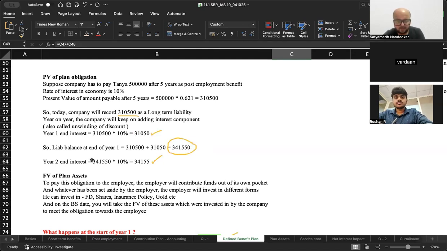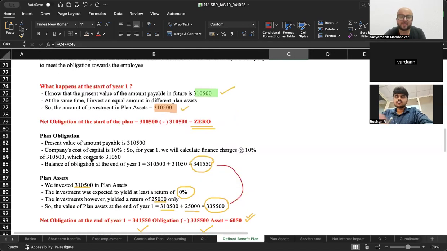Done. So done. Now, what happens at the start of the first year? At the start of the first year, you have an obligation of 3,10,500 and you have an asset of 3,10,500. So there is no adjustment, so to say. You have a net obligation of zero. But see what happens to the obligation and the asset as 1 year passes.